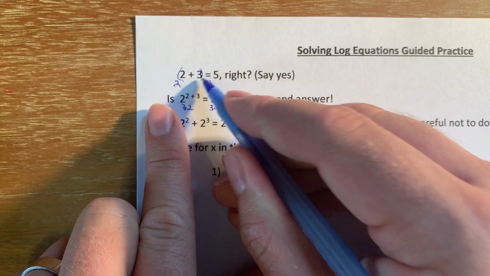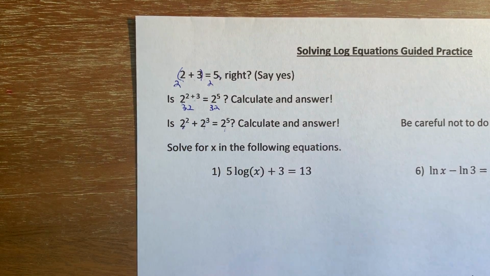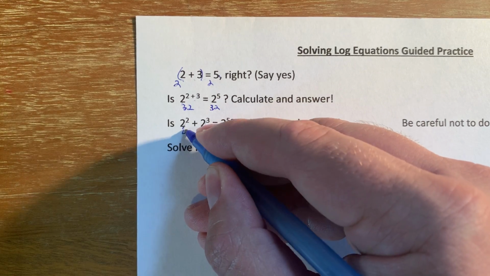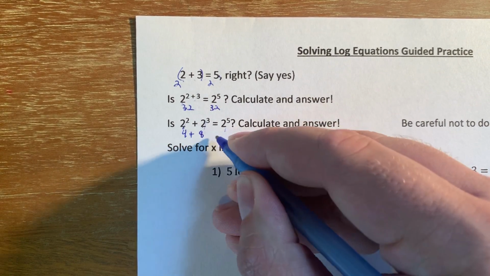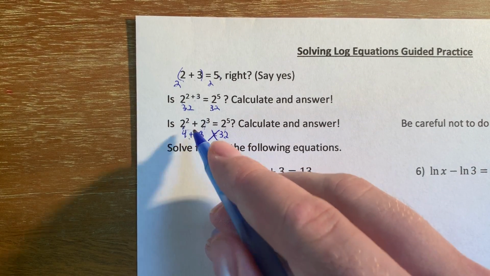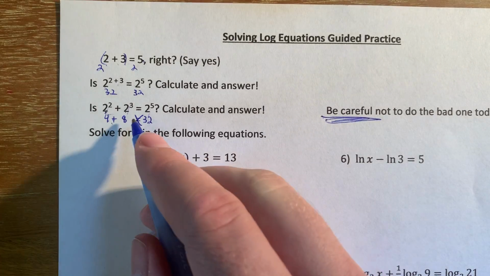What about if we take the 2 plus 3 equals 5, which was true, and we do 2 to the 2, 2 to the 3, and 2 to the 5? Is that true? I hope we saw that it was not true. 2 squared is 4. 2 cubed is 8. 4 plus 8 is not 32. So this is not true. And we need to be careful. This is one of the most common mistakes, so don't do this bad thing.